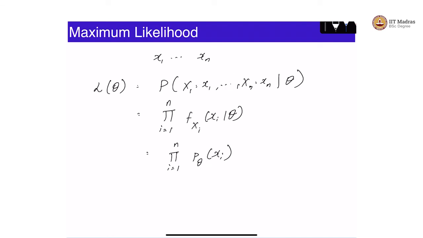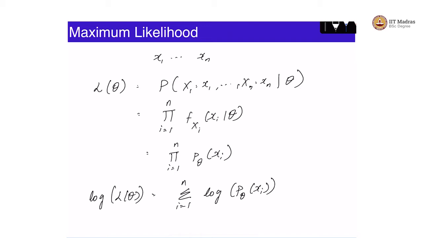You want to maximize this, but you have a product term here. That's an ugly thing to maximize. Is there an easy way you can do that? Well, you can take the log of this. Instead of maximizing the likelihood, you can maximize the log likelihood. If you did that, log of L of theta is the sum over i equal to 1 to n of log of p theta of xi. So this is the log likelihood.